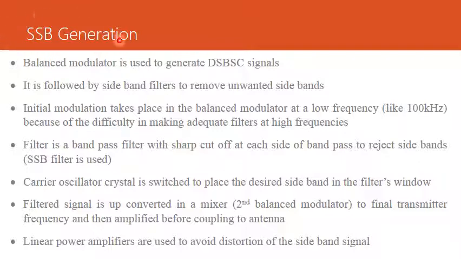So this single sideband can be generated with the help of a balanced modulator followed by a filter. The filter can filter out the unwanted sideband, and based upon our requirement we can choose either the upper sideband or the lower sideband. The output of this balanced modulator will be a double sideband suppressed carrier, and with the help of the filter we can select either the upper sideband or the lower sideband.